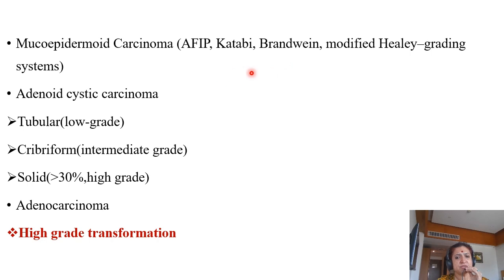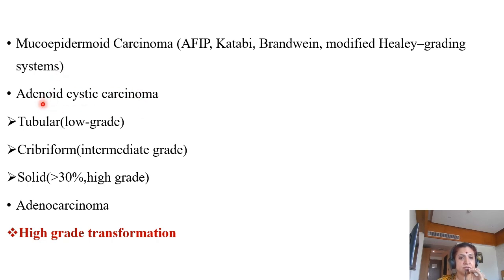For mucoepidermoid carcinoma, you have a number of grading systems, but the basic feature that you look for is solid versus cystic. The more solid, the higher the grade of mucoepidermoid carcinoma, and the more cystic, the lower the grade. Other features like necrosis, mitotic figures, lymphovascular invasion, and perineural invasion are scored by these different grading systems, based on which you grade your mucoepidermoid carcinoma.